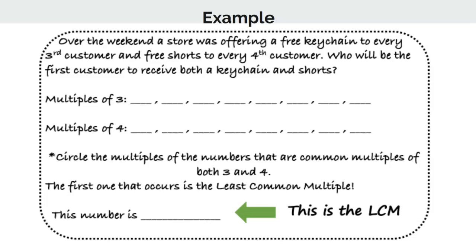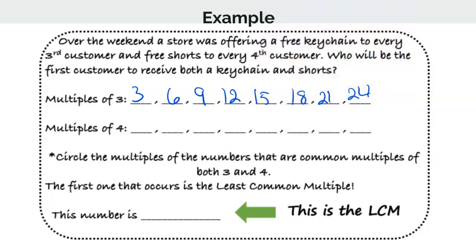Let's just list out our multiples of 3. We're just counting by 3. So we start with 3, 6, 9, 12, 15, 18, 21, 24.